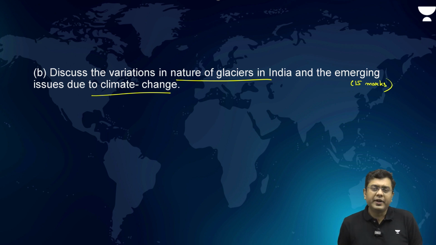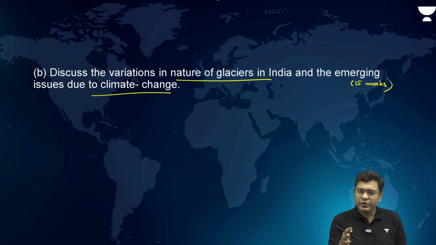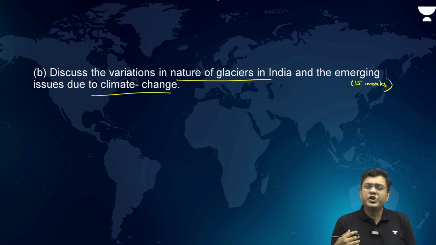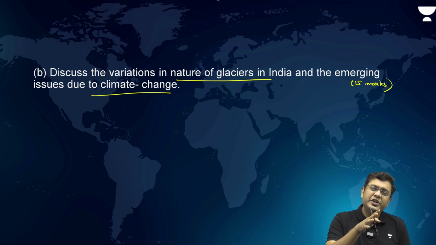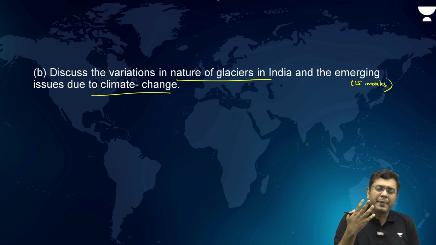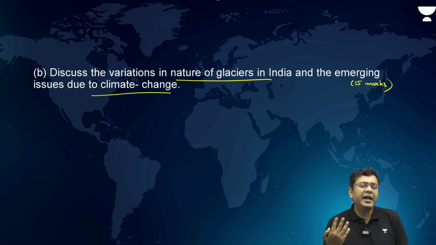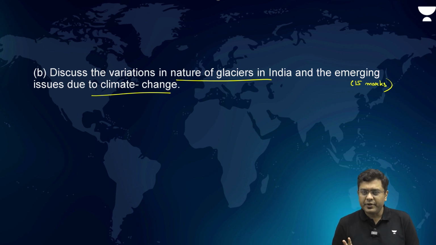Now, this was again something which had been in discussion for the past couple of years. Variations in natures of the glaciers. When we talk about the glaciers in India, overall, what is the classification of glaciers? You have continental glaciers and alpine glaciers. Continental glaciers are found in higher latitude, alpine glaciers found in higher altitude. So, we have alpine glaciers which are present. But here you have a variation.